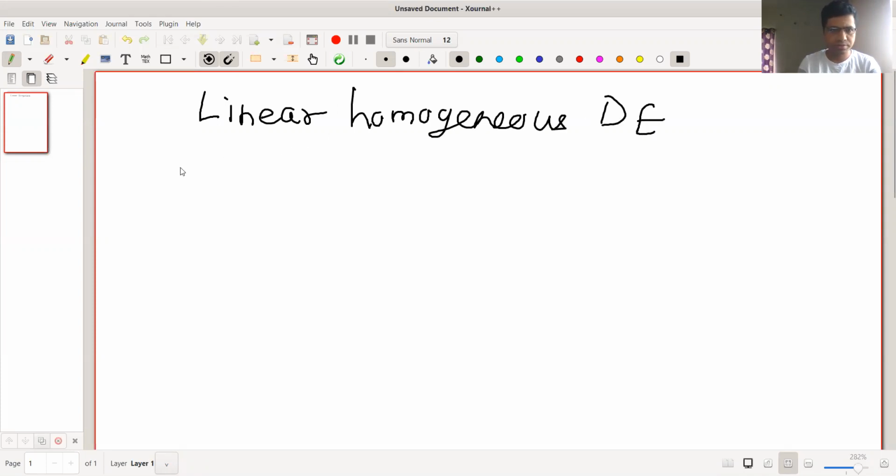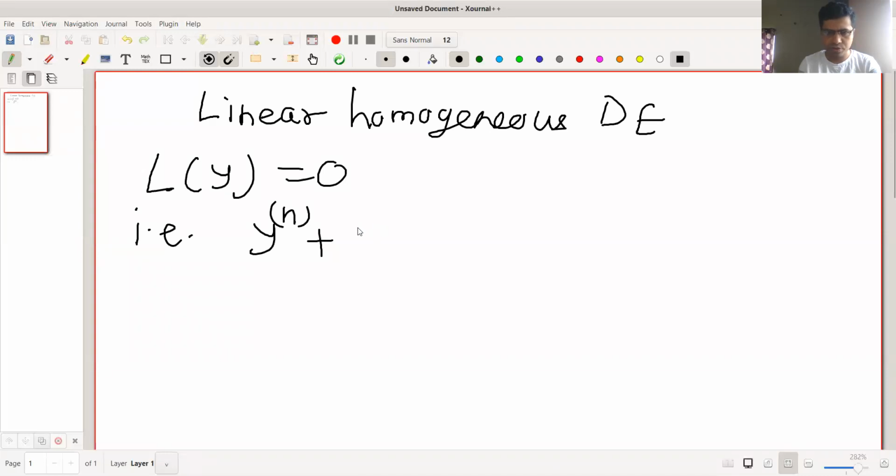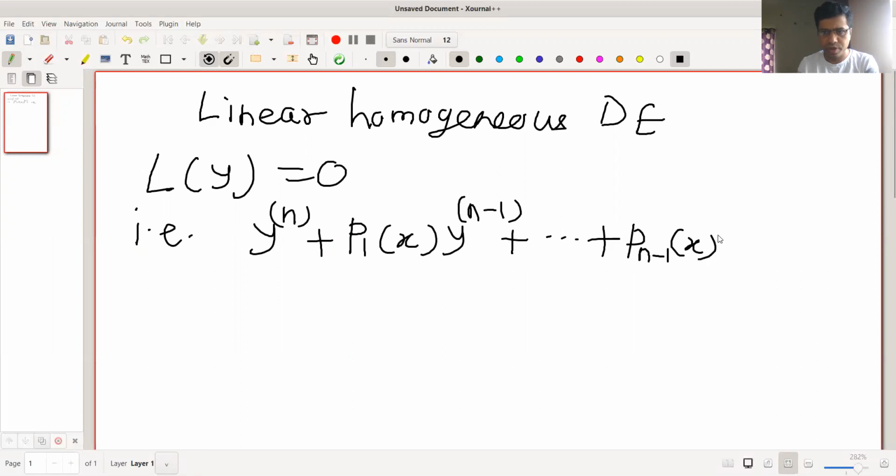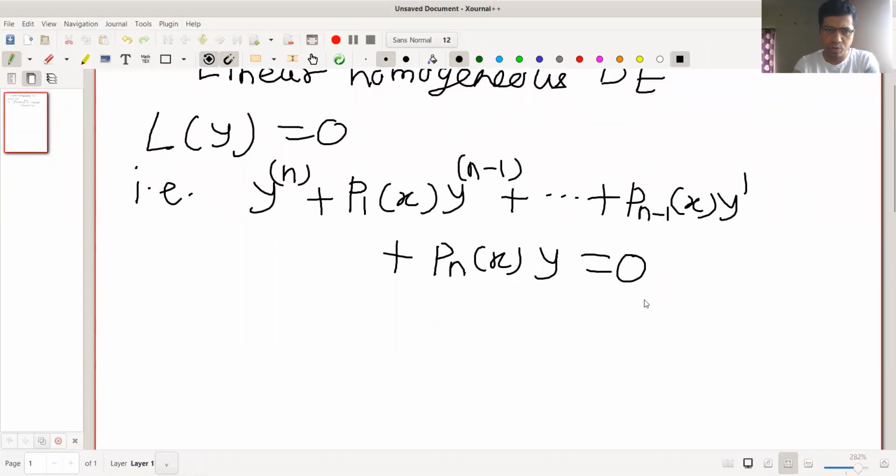The equation is given by L of y equal to 0, that is, we know that L of y is the nth derivative of y plus some function p1 of x into the (n minus 1) order derivative of y, and so on, plus p n minus 1 of x y dash plus pn of x y equal to 0. When the right hand side is 0, then we call it a homogeneous equation.